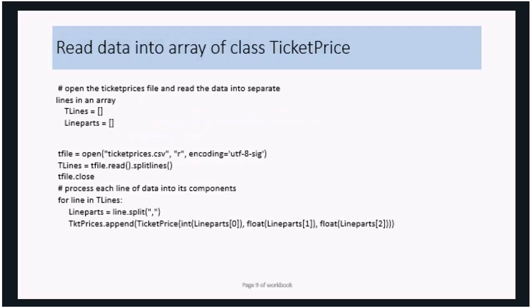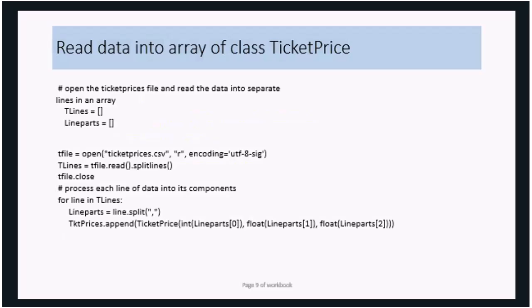So here we are, reading the data into the array of class ticket price. I've declared T lines as an array. These are temporary variables that we'll just use while we're processing the contents of the file, so they are local to the startup function. T lines and line parts. So this is my file handle, T file equals open ticketprices.csv. This is assuming it's living in the current folder where the program is. We're opening it for read only, so that's R in double quotes.